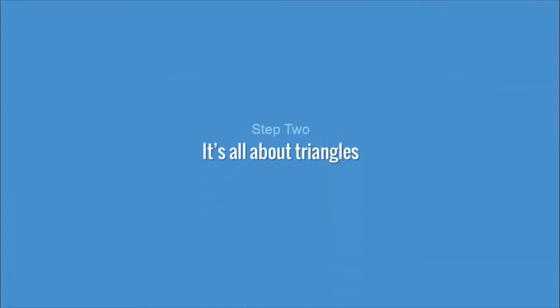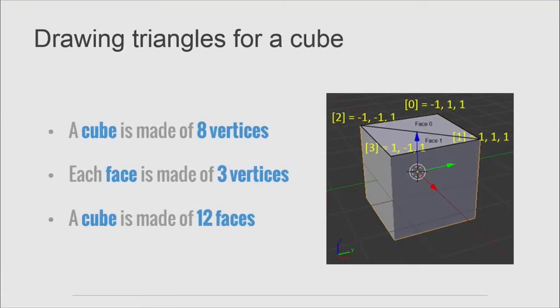So everything is about triangles. To draw a triangle for a cube, you need to understand several obvious things. A cube is made of 8 vertices. We've already seen that. Each face is made of 3 vertices. And a cube is then made of 12 faces. So what you need to do is to set up some kind of face based on a group of 3 vertices. Once you've got the 8 vertices, you need to group them 3 by 3 to build the face. And once you've done that, you can have a specific algorithm to draw the line between every vertex.